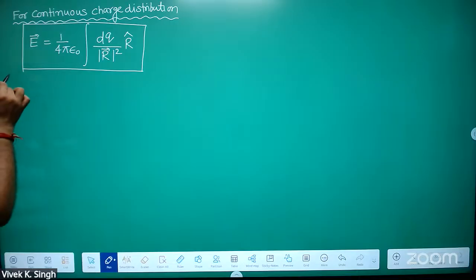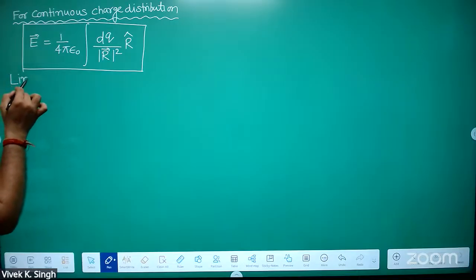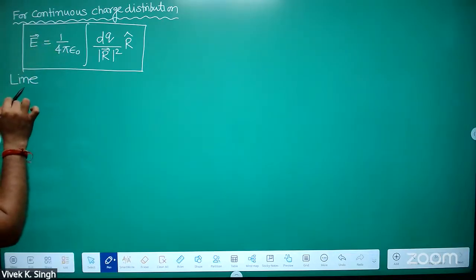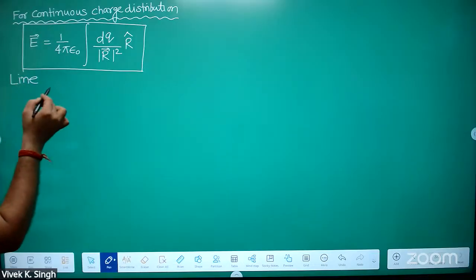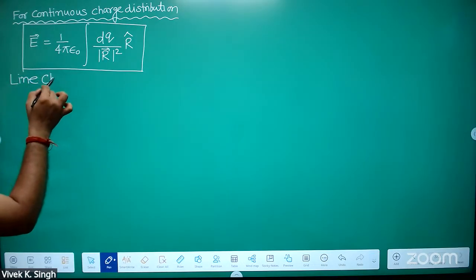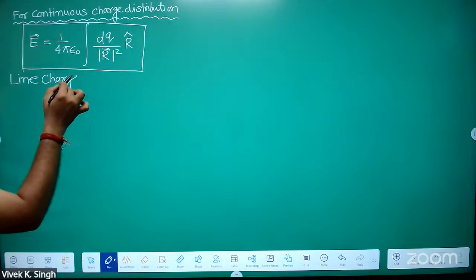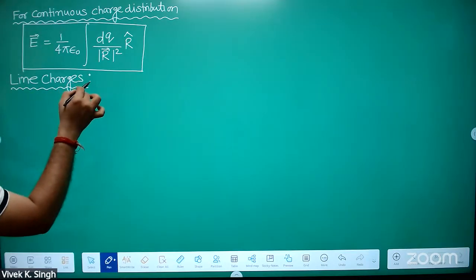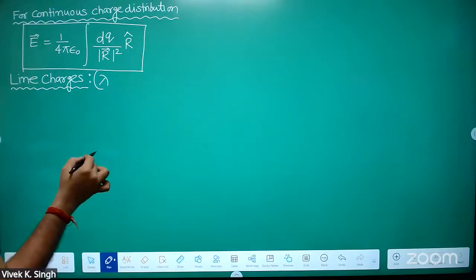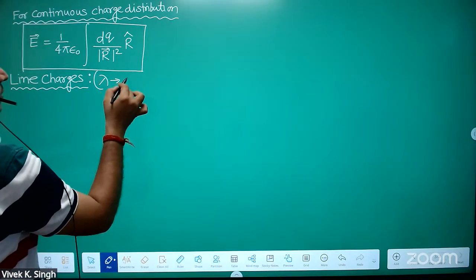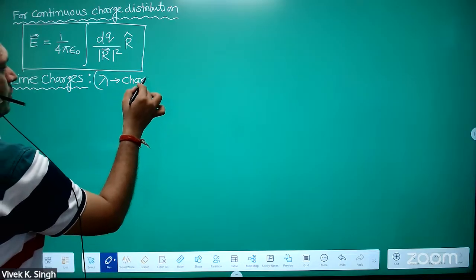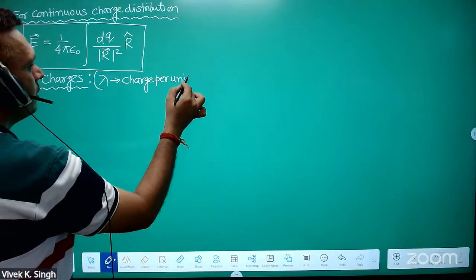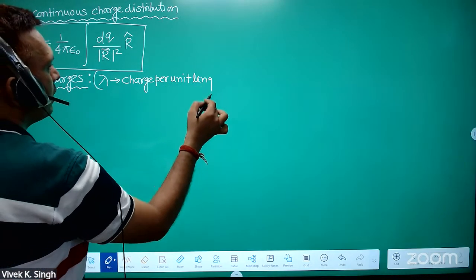So let's see, we can distribute charges either as a line charge, surface charge, or volume charge. So we have line charges. And this line charge density is given by lambda. Lambda is charge per unit length.